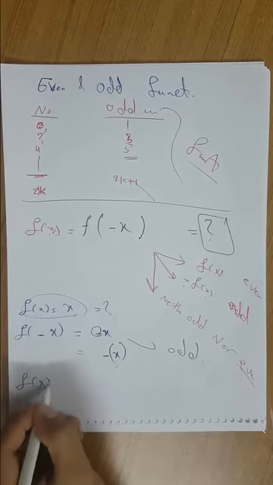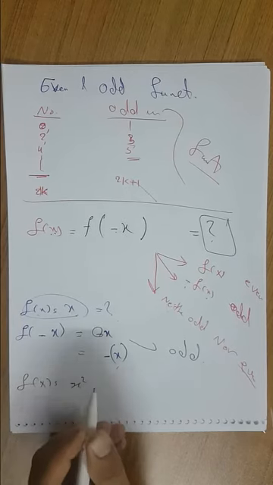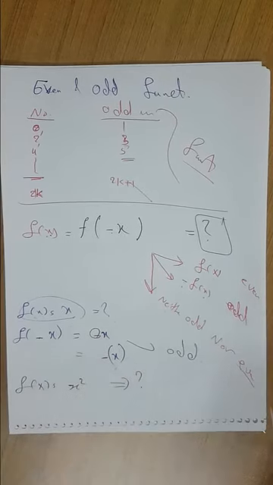How about f of x is equal to, for example, x squared? Now tell me what the result is, odd or even.